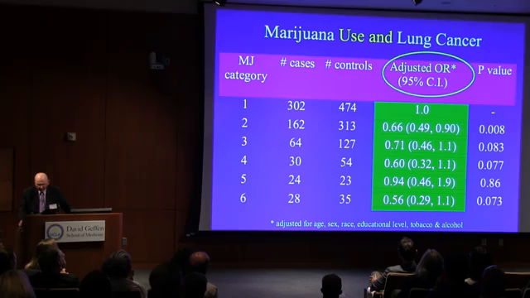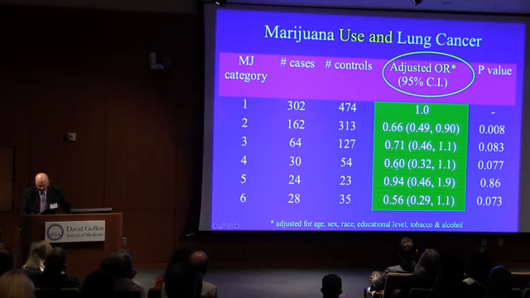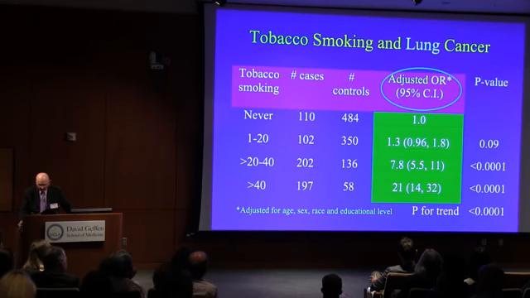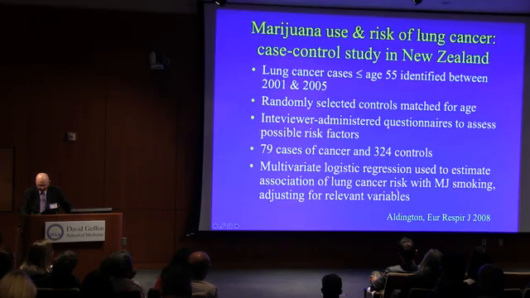What did we find? Looking at the odds ratio, adjusting for all the usual confounders, at least the known confounders, no increased risk. In fact, if anything, a slightly reduced risk, not significantly so, for developing lung cancer in association with marijuana. When we looked at tobacco, there was a 20-fold increase in the risk of developing lung cancer, with a dose response, for those who smoke more than 2 packs a day.